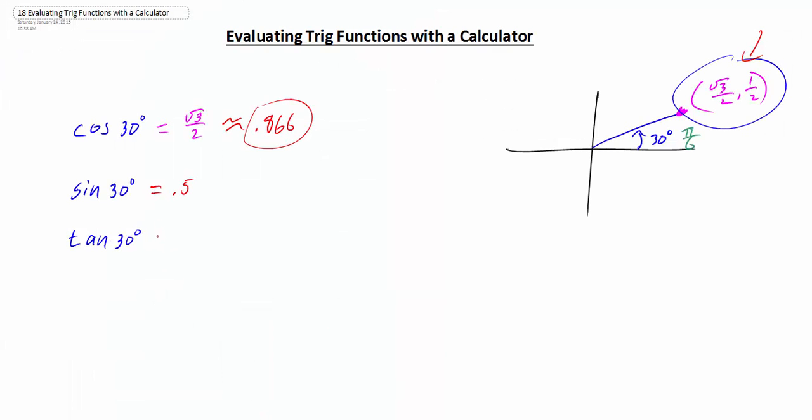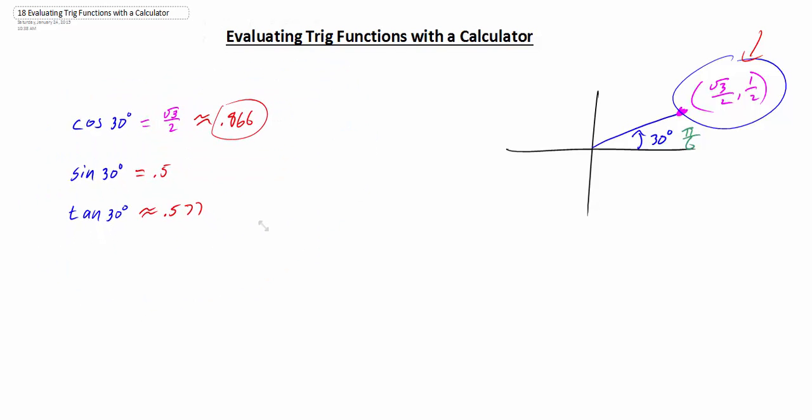So I guess I should write this as an approximation of 0.577. And then of course, now we want to look at what if we go to find the other three trig functions. So we found cosine, sine, and tangent. What if we want to find the secant, which is paired up with the cosine? So what is the secant of our 30-degree angle?